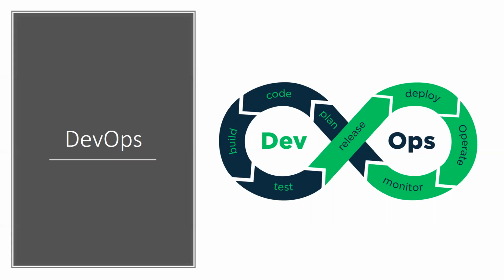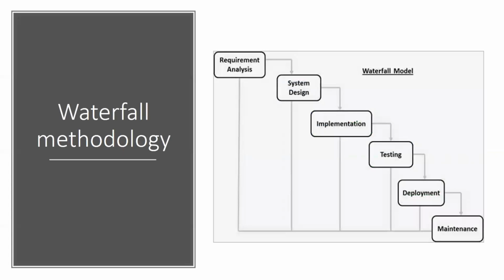DevOps is not the tool. DevOps is a practice or a process. But before DevOps, there were different methodologies used for the software development lifecycle. One of them is the waterfall model. Waterfall model was the first process model which was introduced. It is very simple to understand and use. In the waterfall model, each phase must be completed before the next phase can begin.